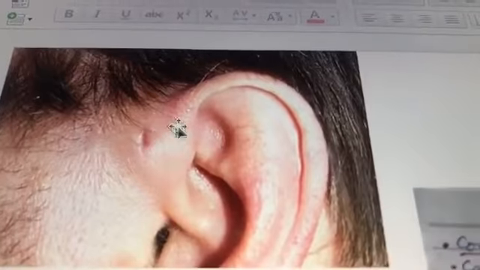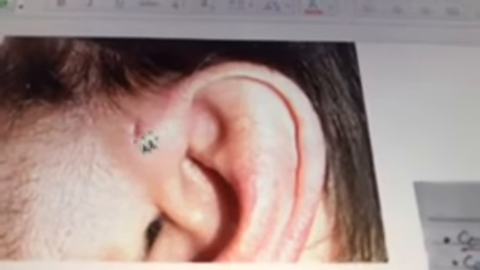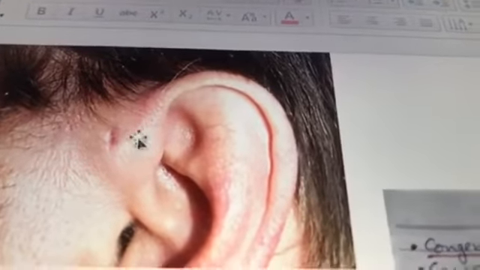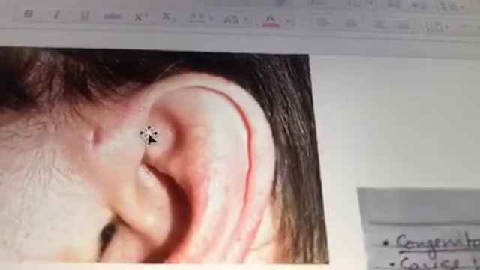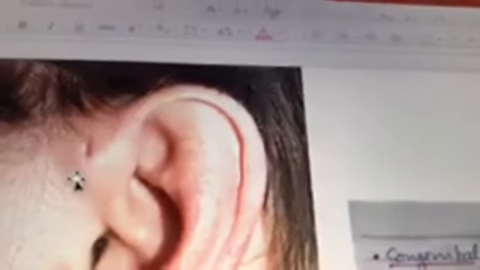So what is the problem? The problems are the cosmetic problem, recurrent pain and discharge, and sometimes recurrent swelling that appears and disappears. So swelling appears and disappears, pain and discharge, and the cosmetic problem.